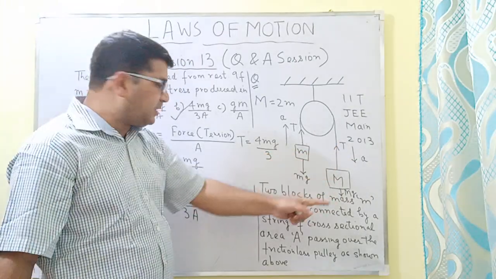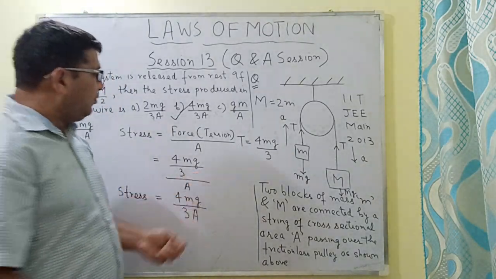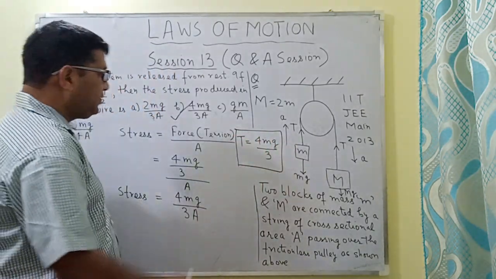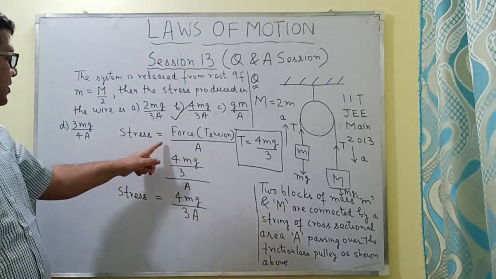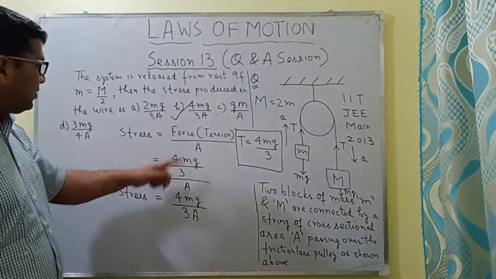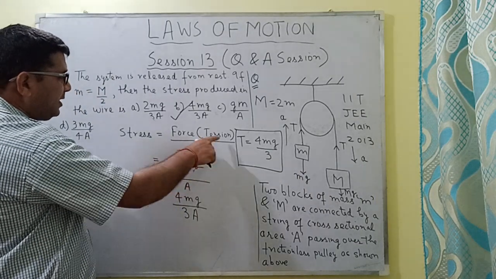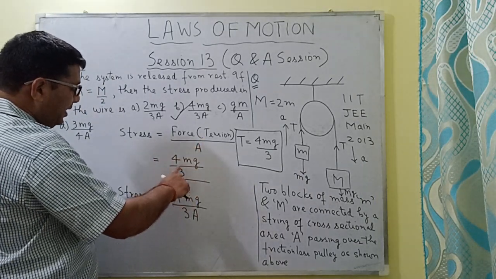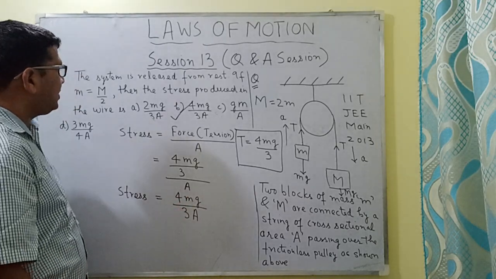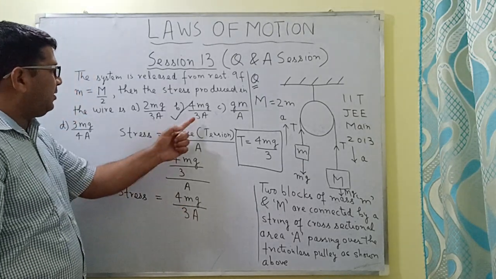So based on these two concepts, I was able to derive two equations, and with the help of those two equations, we were able to find the value of the tension in the string. Now, once you have calculated the tension in the string, then stress is equal to force or tension divided by area. This is the formula for the stress. So I have substituted the value of the tension in this equation, and I got this answer as 4mg divided by 3A. So the stress which is induced in this wire is equal to 4mg divided by 3A, and the correct option is B.